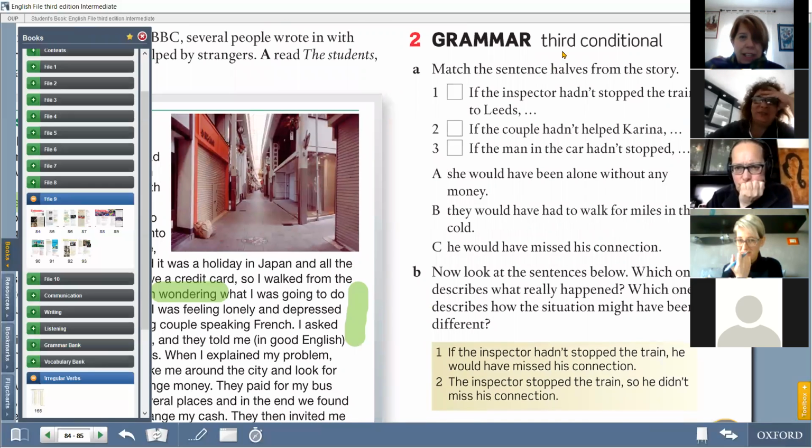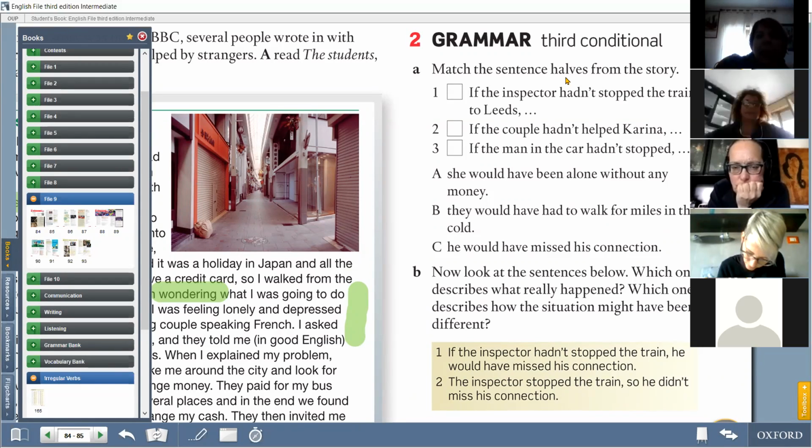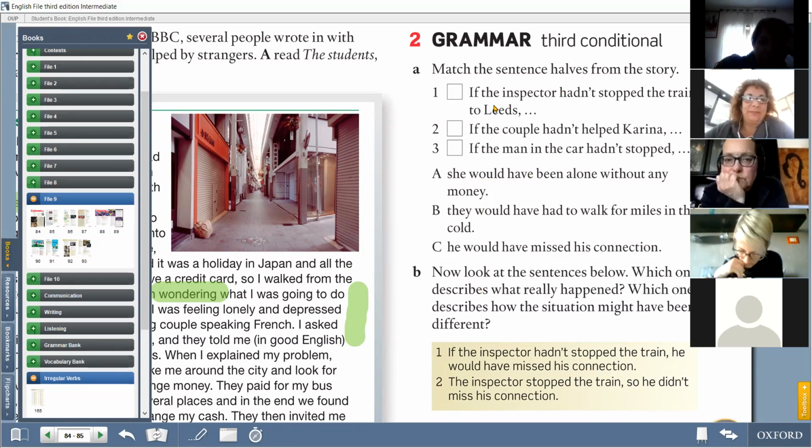Ok, proviamo a finire con questo piccolo esercizio sempre sul third conditional. Match the sentence halves from the story. Ok, abbiamo le prime frasi. Halves is the plural of half. Half, halves. È un plurale irregolare. Half, mezzo, i mezzi. Le due metà, le mezze, sì. Formiamo queste tre frasi complete. Vai, Maila.